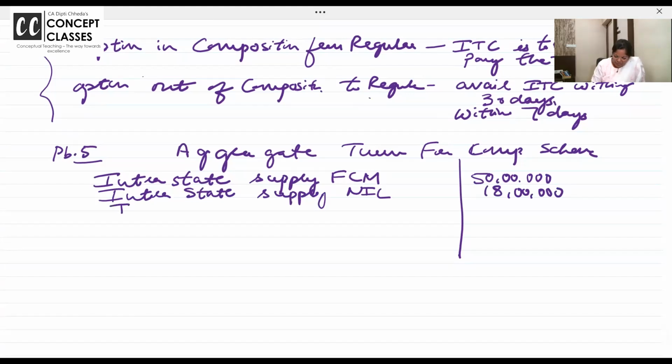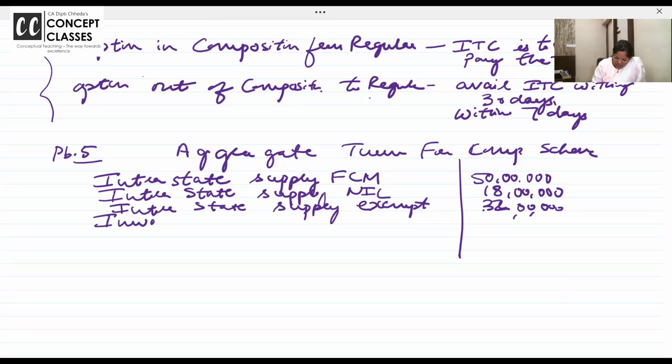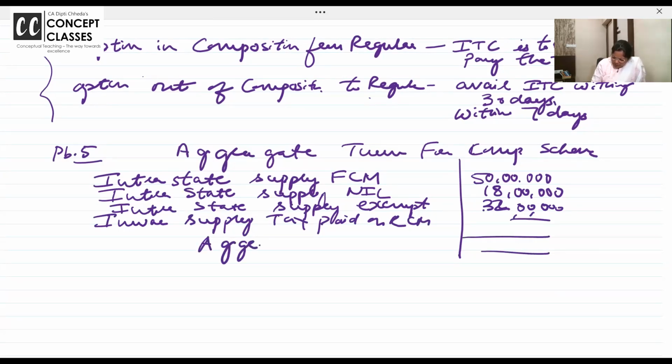Next is intrastate supply, which is exempt. Write it to get a good speed, to use the calculator, to complete the paper in 3 hours mindset. And then inward supply on which tax paid on RCM basis. We will not take that. So what is the aggregate turnover? Use this word in the exam. Total turnover and aggregate turnover are the same. This is law, like application. 100 lakhs.